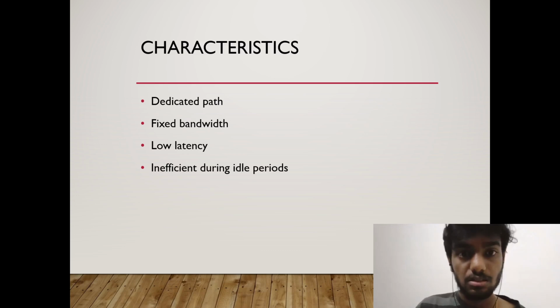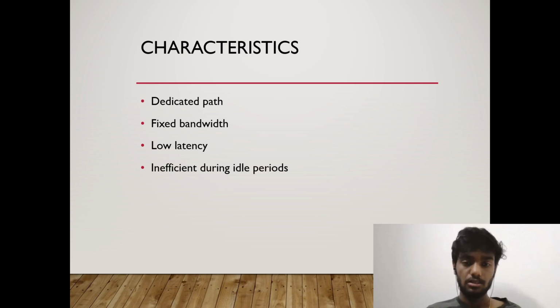Next, going into the characteristics. Some of the characteristics of circuit switching are a dedicated path. The path is fixed for that particular communication. Fixed bandwidth, low latency, inefficient during idle periods, like when it's not being used. That is one of the disadvantages.